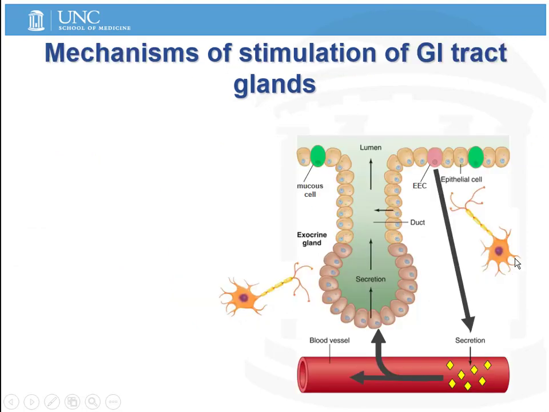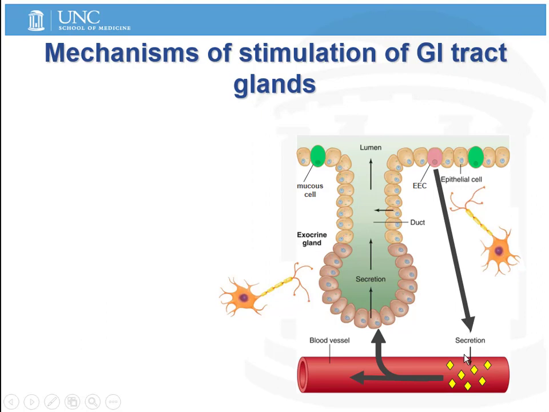In this diagram, there's a tubular exocrine gland secreting its product into the lumen of the GI tract. Contained within this epithelial layer, in addition to the exocrine cells, are enteroendocrine cells, and they secrete hormones into the blood that act on distant target sites.